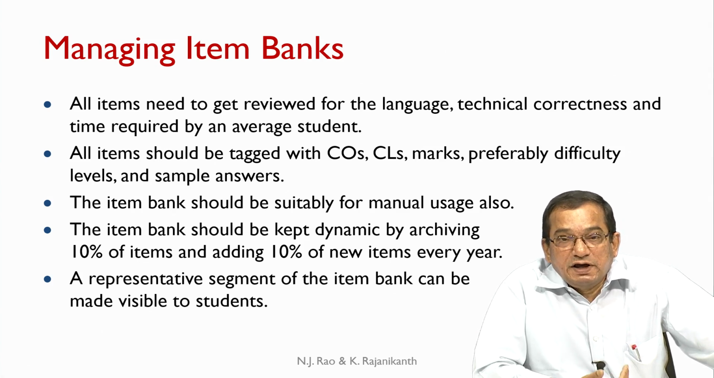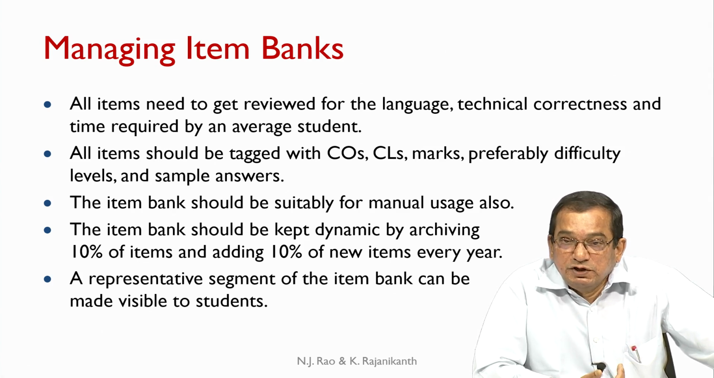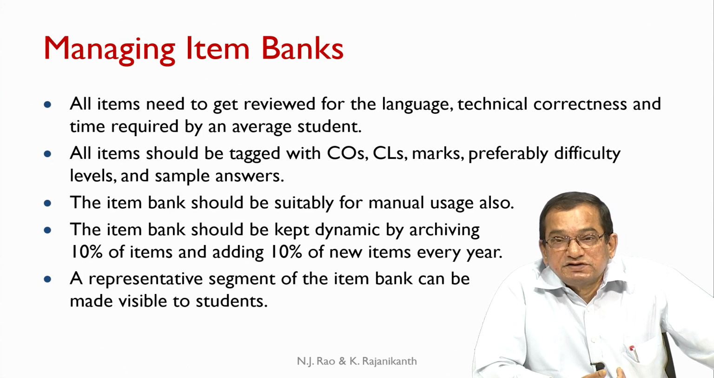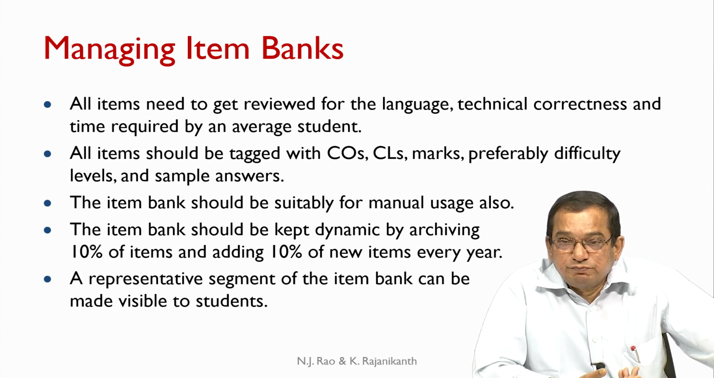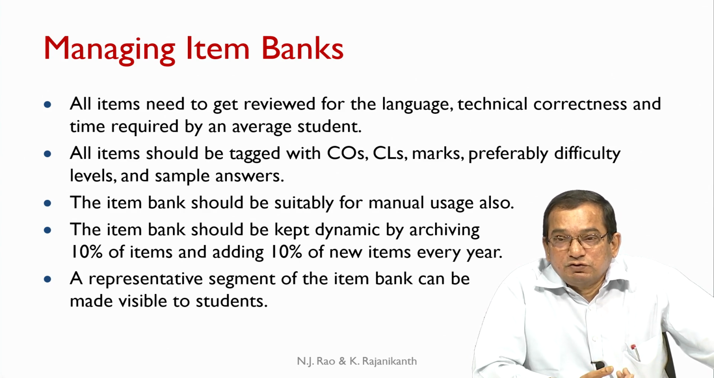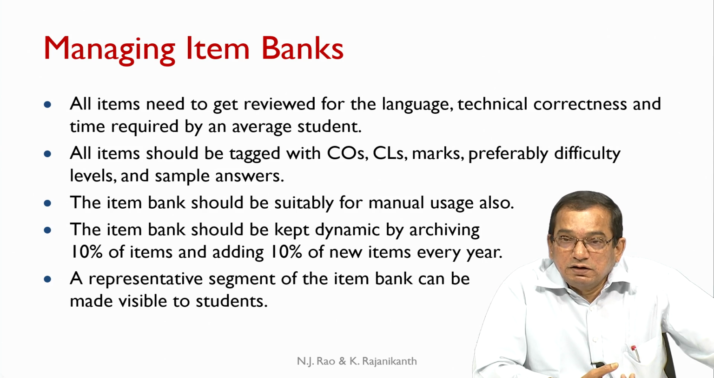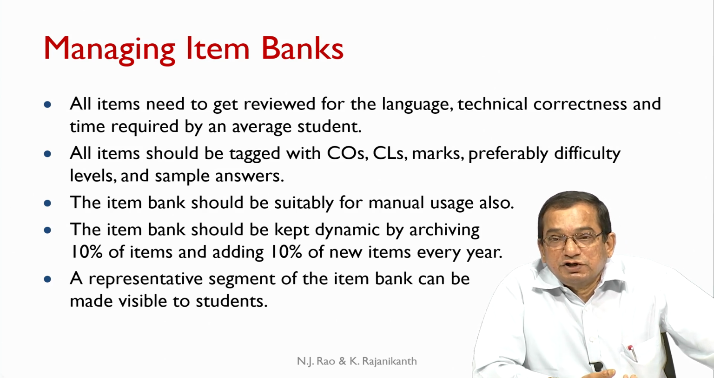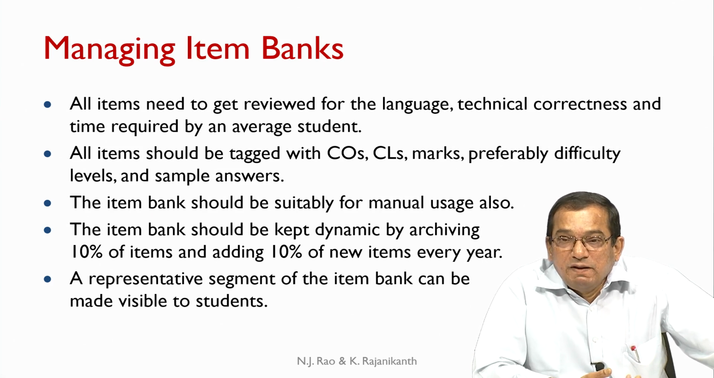All items should be tagged with the corresponding COs, cognitive levels, marks, and if you could tag them with difficulty levels also, it would be very convenient. Then we can ensure that the questions which belong to the choice are both at the same difficulty level. If we have one question and then there is an OR and there is another question, both belong to the same CO, we can ensure that both are at the same difficulty level. Then the choice would have more meaning.